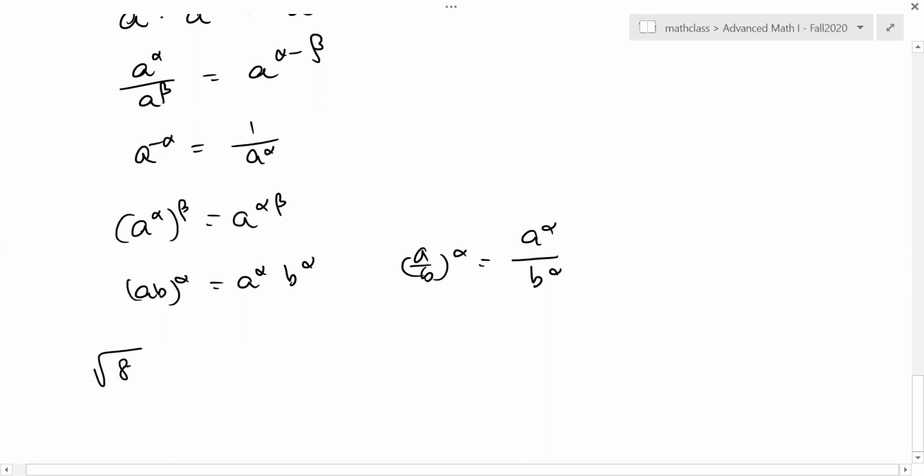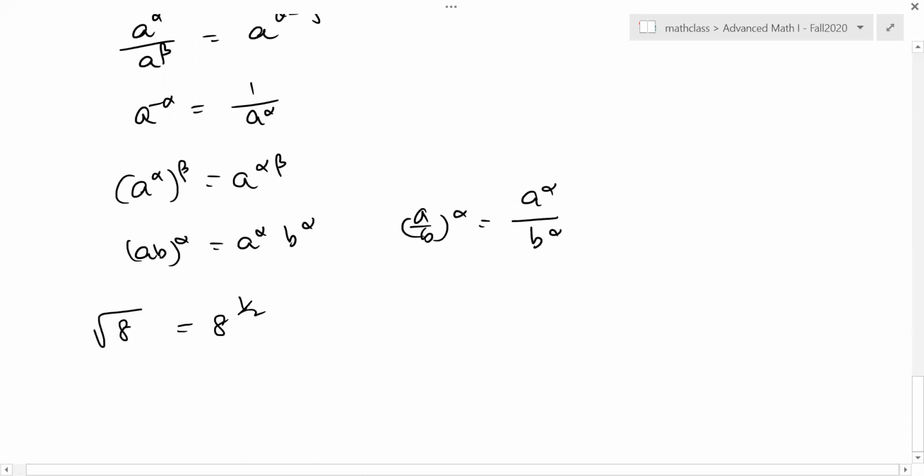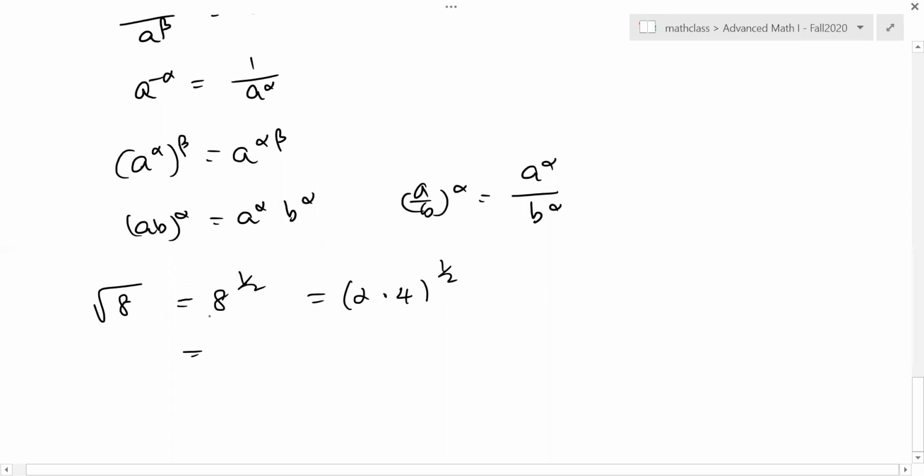Okay, so let us take a look at the square root of 8. Square root, of course, is viewed as 8 to the 1/2, right? And 8 is 2 times 4, to the 1/2. So by this formula, it's going to be 2 to the 1/2 times 4 to the 1/2. But 4 to the 1/2 is going to be 2, because that's the square root of 4, right? So it's 2 to the 1/2 times 2. So we also have a tradition of writing this form.